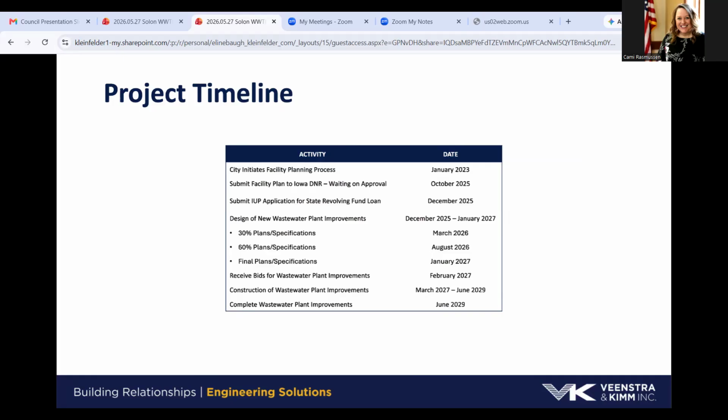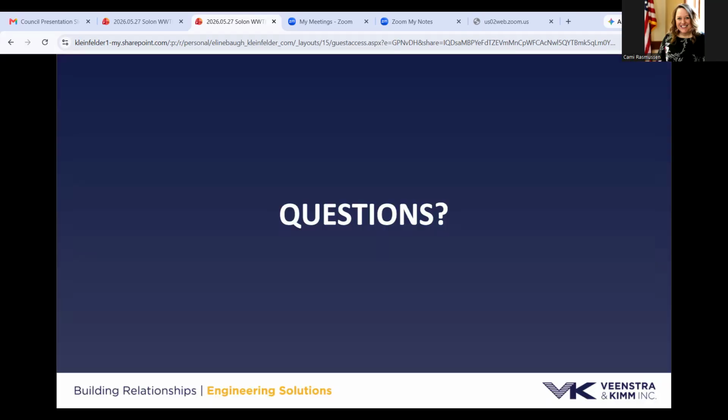So I'm going to pause here and ask if anyone has any questions on the background as we're going to transition now into the future and design. On the state revolving fund loan, that's a loan, that's not a grant, right? It's a loan that we'll have to pay back.